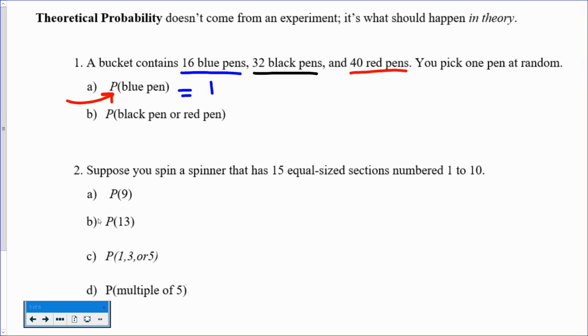Well, there are 16 blue pens, and we need to find the total of all of the pens. So 16 plus 32 plus 40, we will come up with 88 pens. So theoretically, there are 16 of those 88 that are blue. And then I got to simplify this fraction, so I could divide both the top and bottom by 4. So 4 out of 22 would be my final answer.